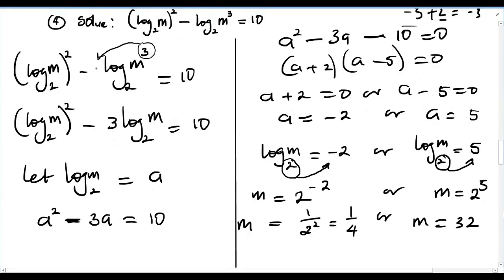So I started by moving the power here to the back of the log. That's why we got 3 log m base 2. And we have a 10 here, which is part of the question. The reason why we defined a is because we have log m base 2 in brackets here and squared, and there's another log m base 2 here.